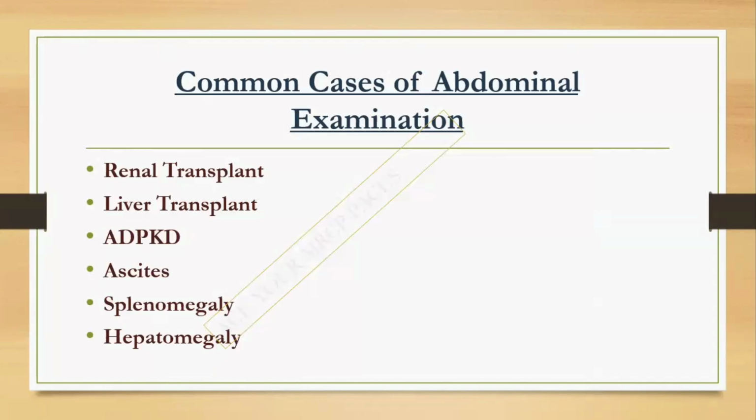Okay, so these are the common cases of abdominal examination which you encounter in your exam. Mostly you will find renal transplant, liver transplant, polycystic kidney disease, or it might be a case of ascites, splenomegaly, hepatomegaly. Either they will be isolated splenomegaly or isolated hepatomegaly, or both will be present. Okay, so first of all, let me discuss with you renal transplant.